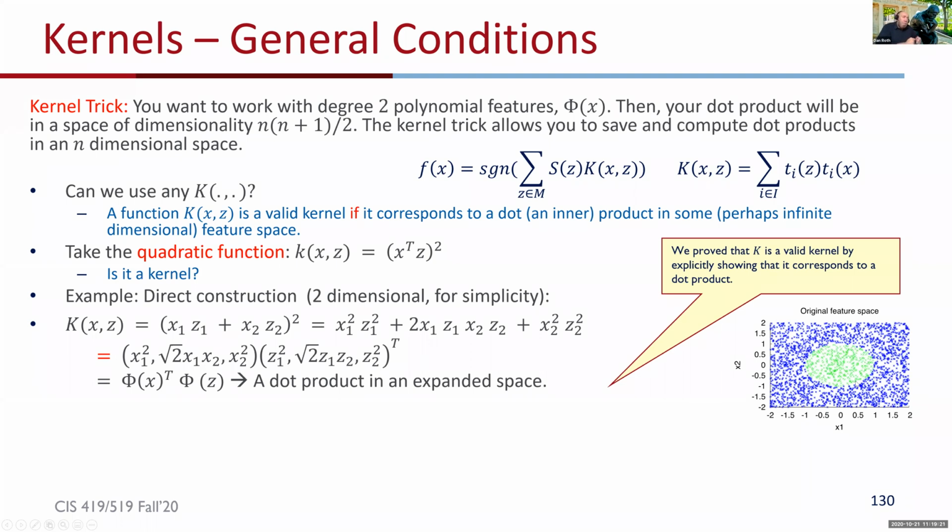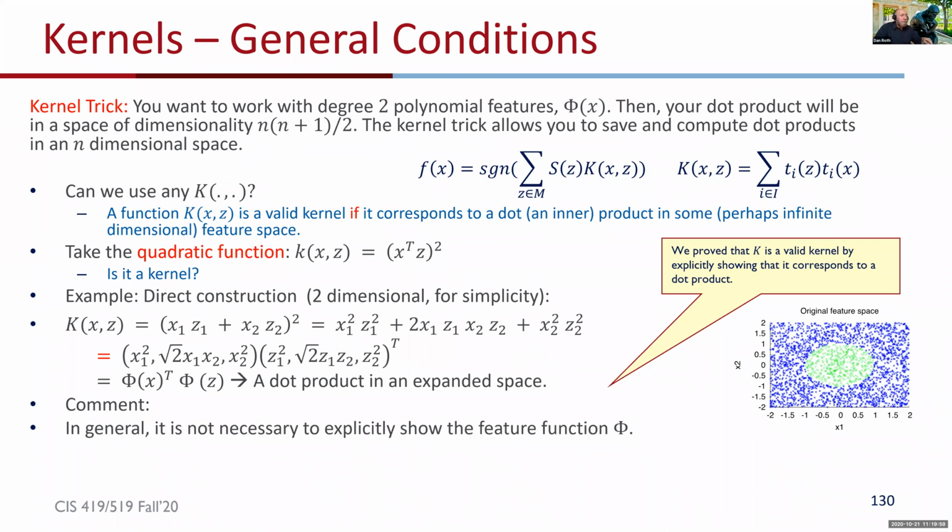So in doing that, I also proved to you that this is a kernel. This is exactly the example that we showed before, right? So we prove that K is a valid kernel by explicitly showing that this corresponds to a dot product. I defined a function of X and Z, and I showed that it's a dot product in another dimensional space. Question on this? Okay, so this is the third way we showed the kernel.